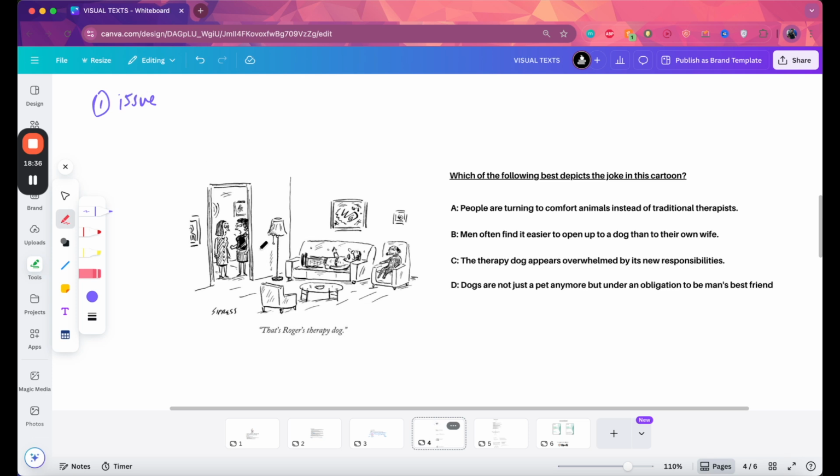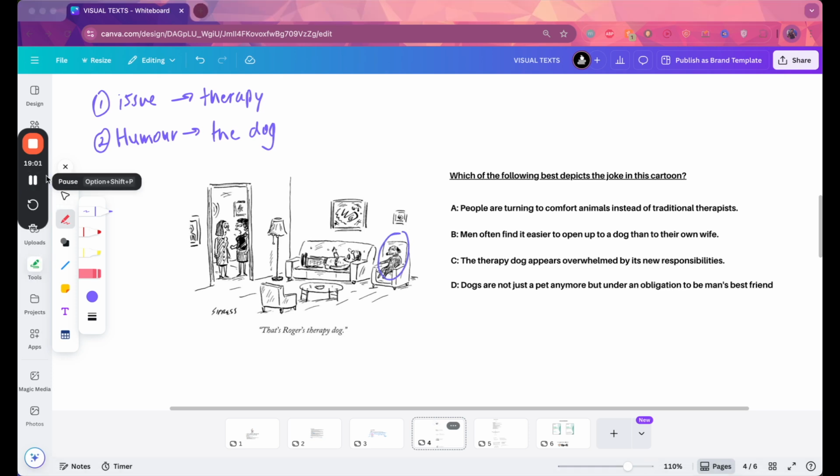So looking at this cartoon, we can see these 2 people here are talking. There's this person laying on the couch, and there's a dog here. That's Roger's therapy dog. Okay, so it's talking about therapy. The humor is that the dog is in the place of where the therapist would be. So the dog is acting like a therapist in this question.